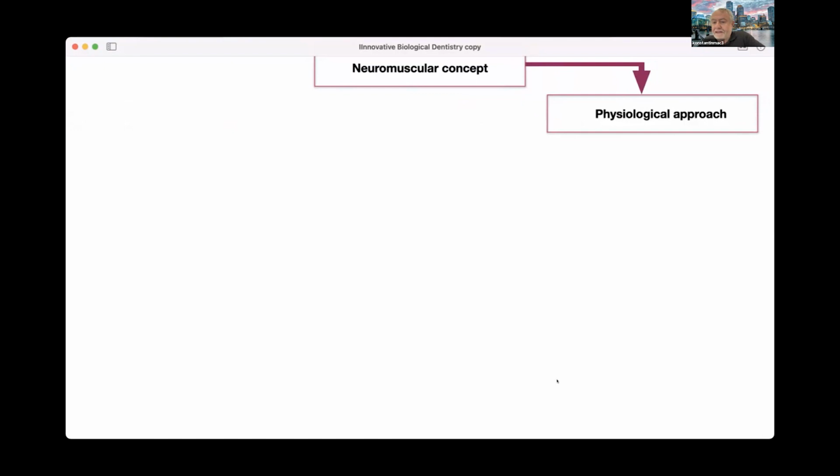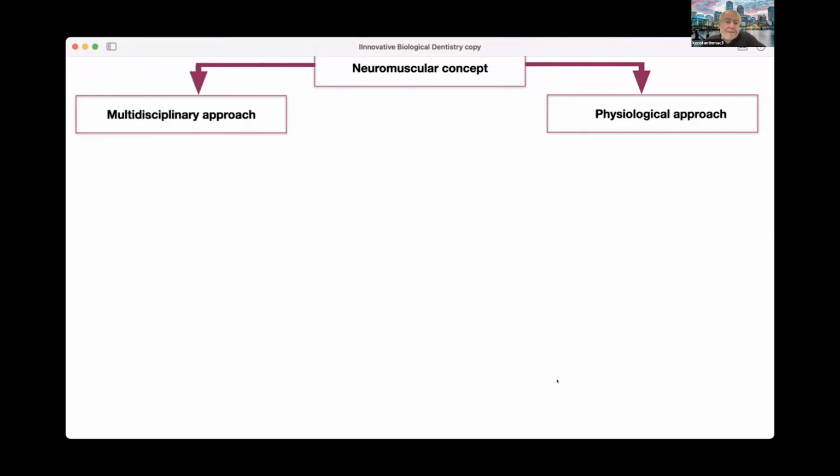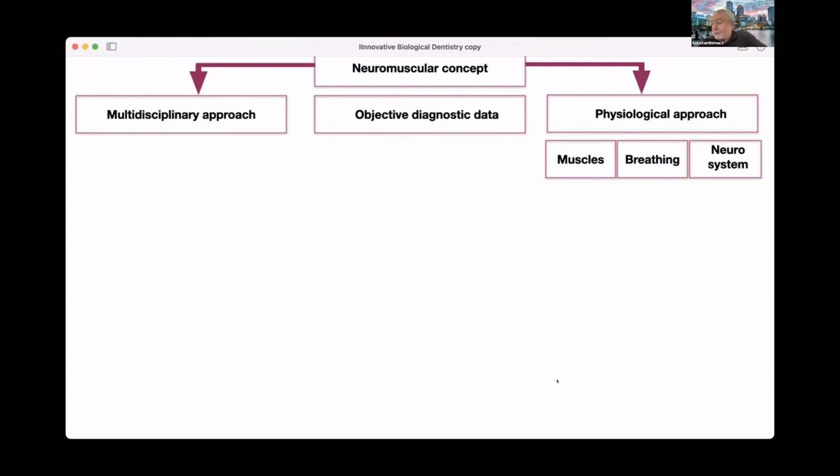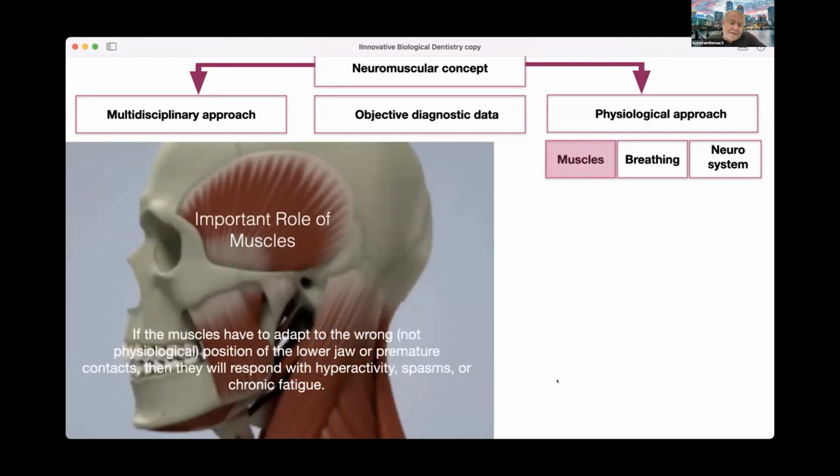First of all, this is a physiological approach, and a multidisciplinary approach, and also objective data diagnostic procedures. In the physiological approach, first of all, we take into consideration the muscles of the head and neck. If the muscles need to adapt to a wrong, meaning not physiological, position of the lower jaw, or some prematurities, then they will respond with hyperactivity, spasm, or chronic fatigue, basically in real time.